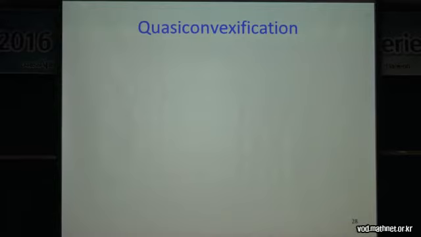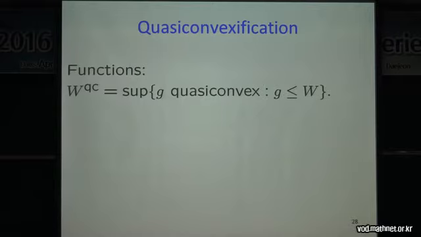All right, so I told you about quasi-convexity. Now, we're used to, in convex analysis, taking a function and convexifying it, or taking a set and convexifying the set. Well, you can do the same thing with convexity replaced by quasi-convexity. So first of all, for functions, suppose you've got a W, which is not necessarily quasi-convex, then you can take the sup of all quasi-convex functions that are less than that W, and that we call W QC. So that's the quasi-convexification of W.